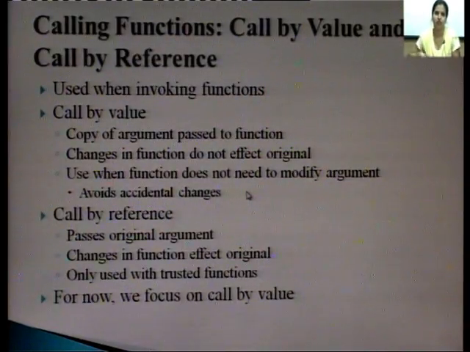Functions can be called by call by value and call by reference, used when invoking the functions. Call by value: a copy of the argument is passed to the function. This means you create a copy and the arguments are passed to the function. Changes in the function do not affect the original.